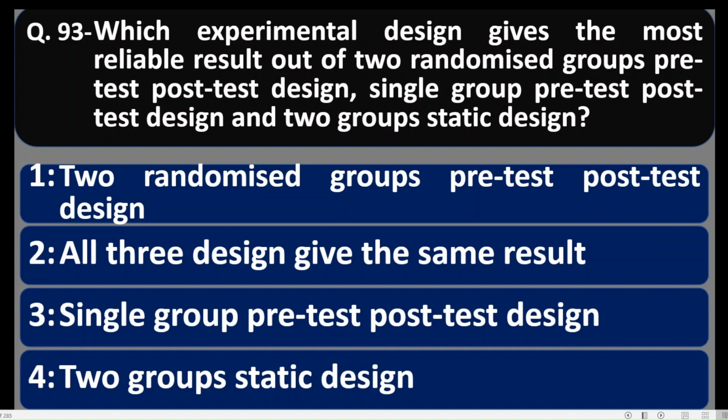Friends, earlier we have seen that single group pre-test post-test design and two group static design are pre-experimental designs. And the design that is given in option number one, two randomized groups pre-test post-test design, is true experimental design. So we can say out of the given three designs, two randomized groups pre-test post-test design will give more reliable result. So option number one is correct.